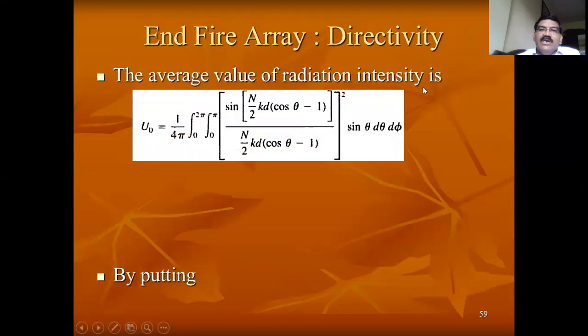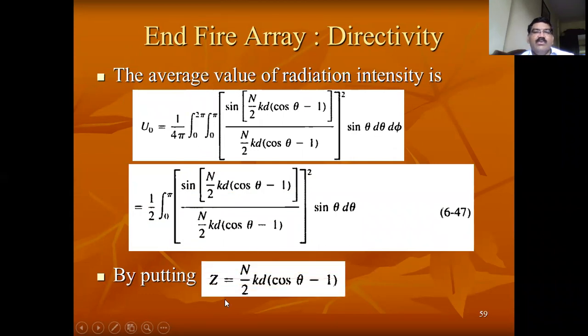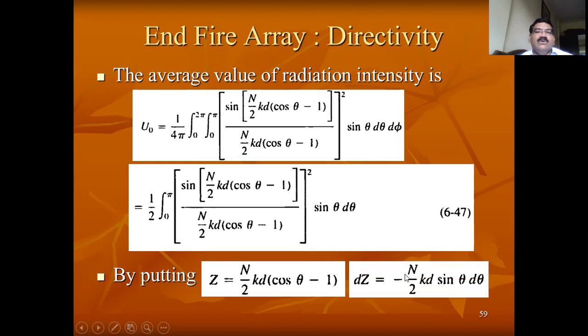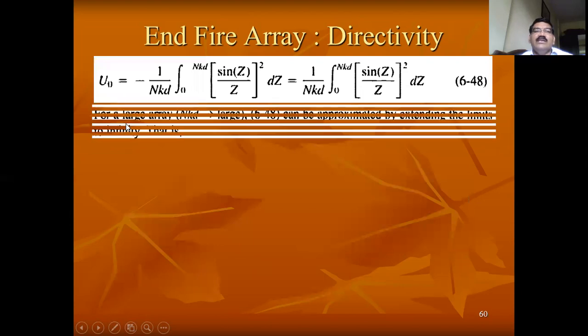Now the average value of radiation intensity, U0 equals 1 upon 4 pi, integral from 0 to 2 pi, integral from 0 to pi, of U sin theta d theta d phi. This equation we got from the spherical coordinate system, and here we put the equation we got previously. To solve this integral, you put the z value, dz equals this, and then you can solve and get the value of U0.